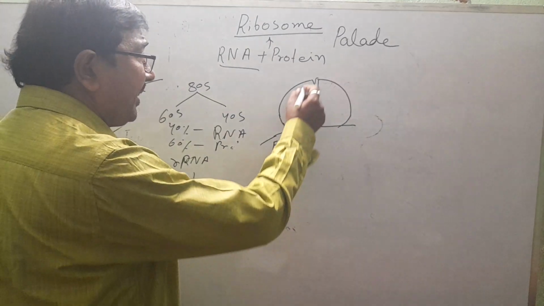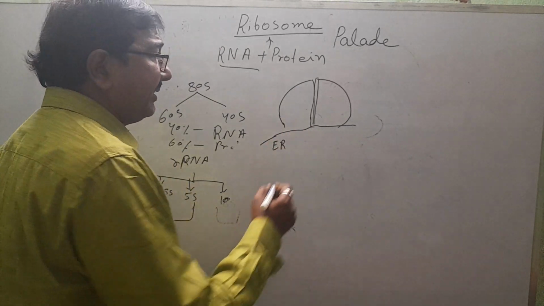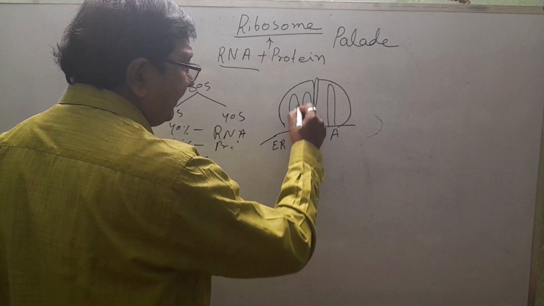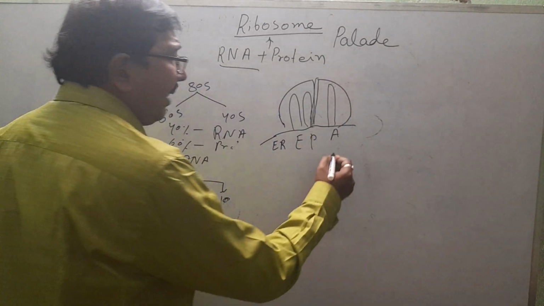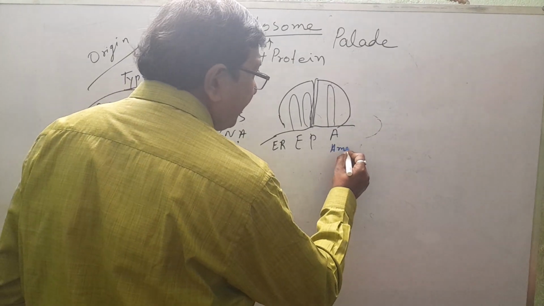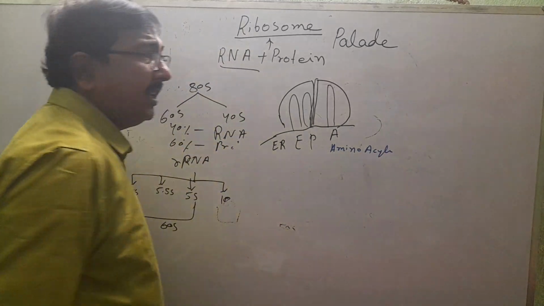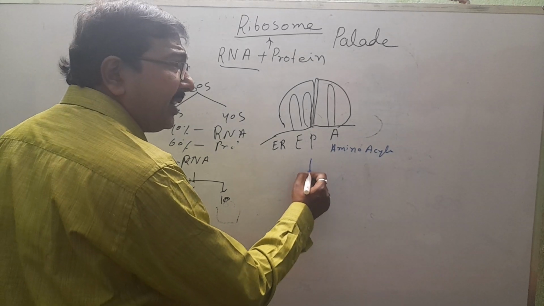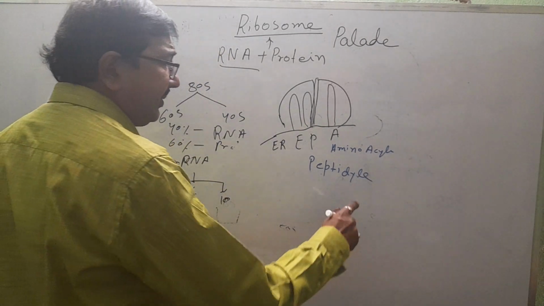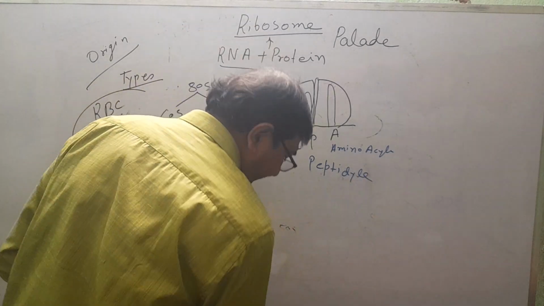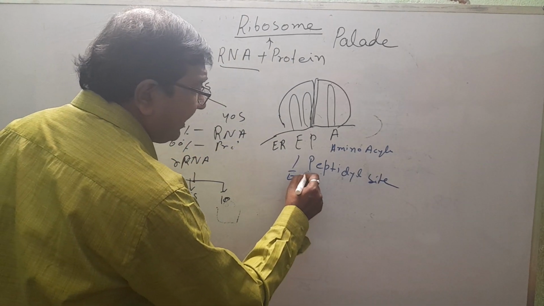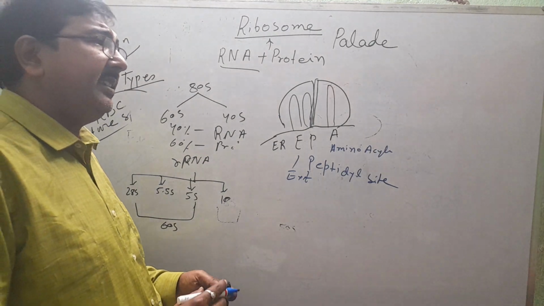Okay, and this larger subunit also has three sites: the A site, the P site and the E site. A site means aminoacyl site. P site means peptidyl site. And E site means exit site. These are the three sites present.